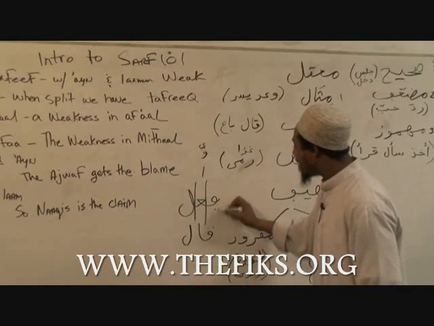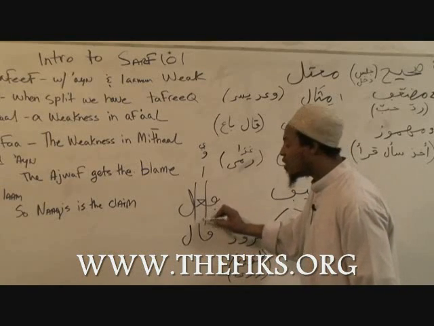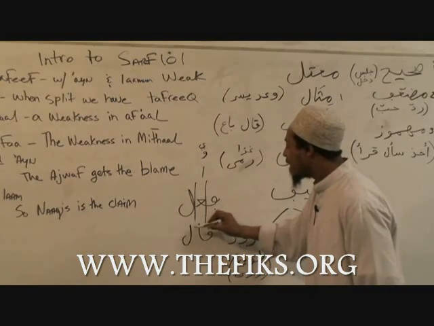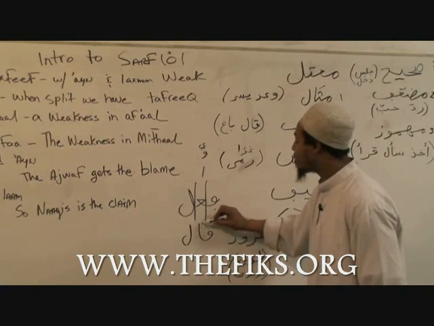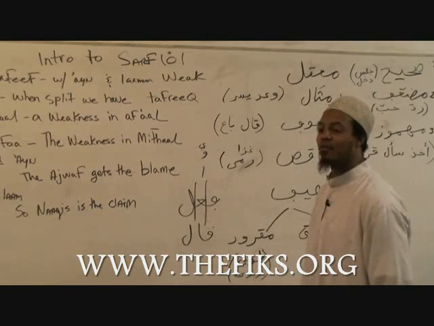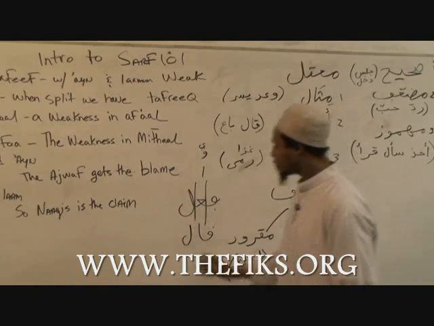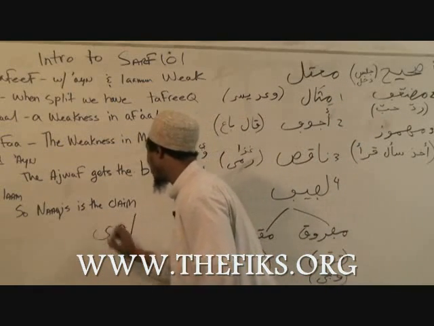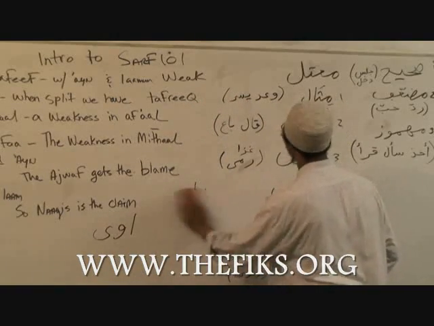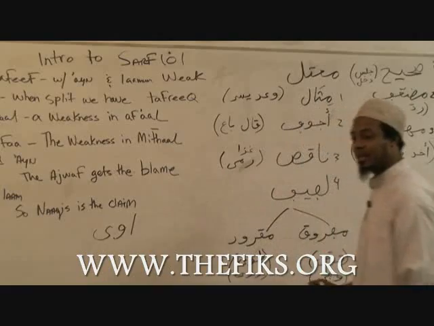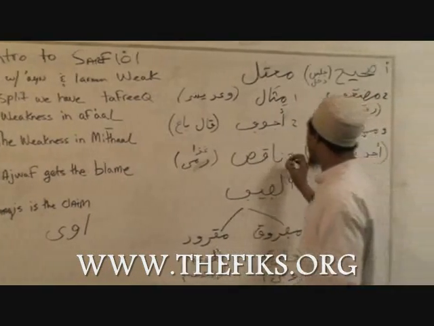If you say qala, now you see the fa of the letter is qaf, the ain or the ajwaf of the letter is alif, and the lam of the letter is a lam. So this will become a fi'lun ajwaf because alif is one of the letters of weakness. Right? These are the weak letters when you're dealing with that. You understand?